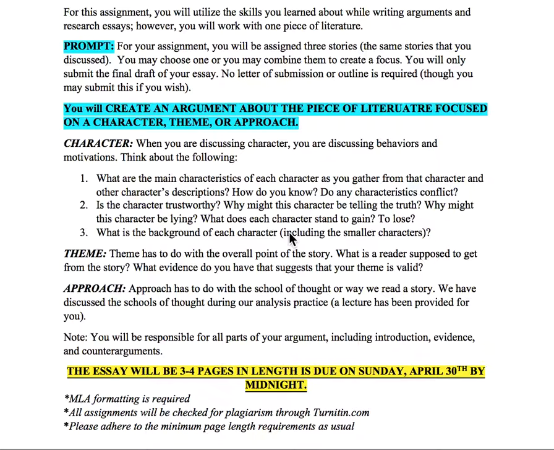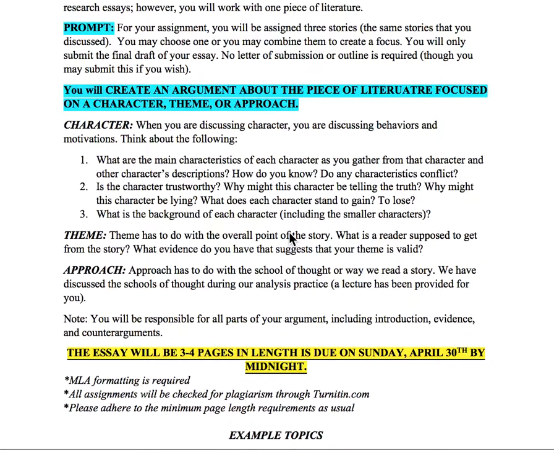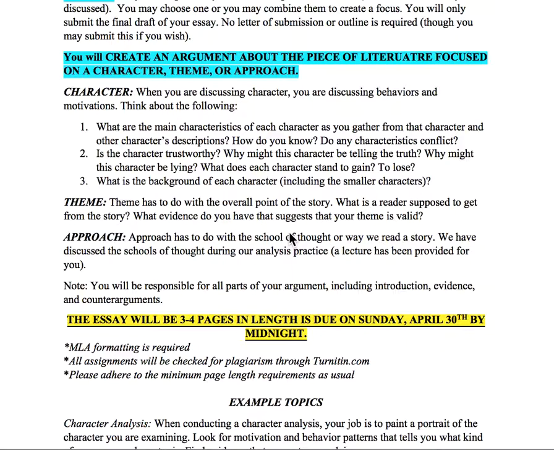So what you're going to do is create an argument about the piece of literature that you choose, focused on a character, theme, or an approach. When you're talking about character, there's a couple different things you can talk about. We talked about a lot of these elements in those different PowerPoints, but when you think about character, you're thinking about behaviors and motivations. So think about what characteristics you know about that character and why it matters. Why does it matter that the author chooses to convey those characteristics for that character in particular?